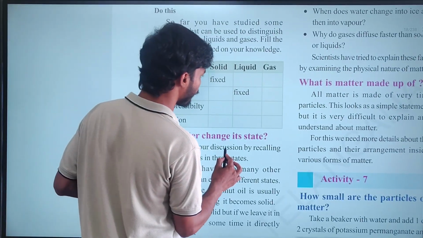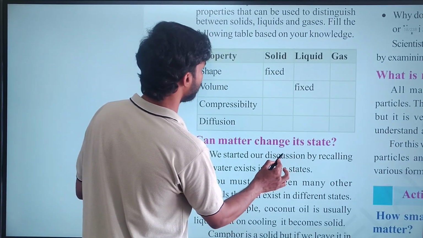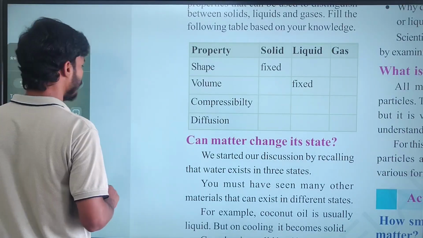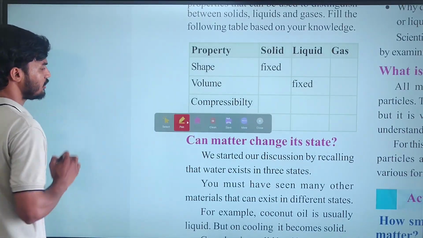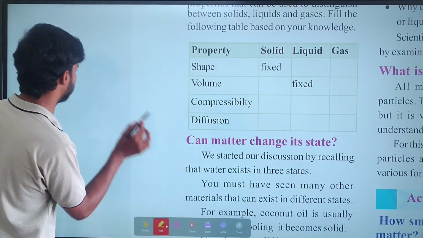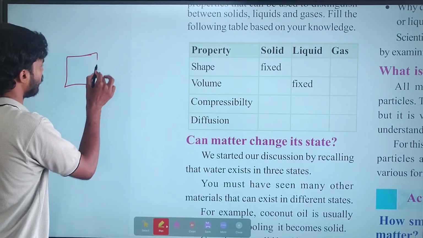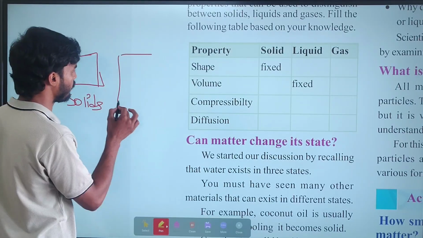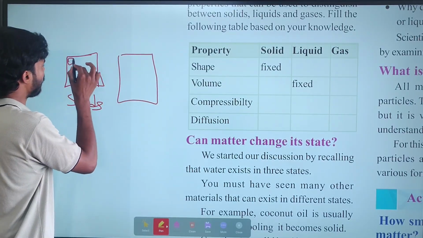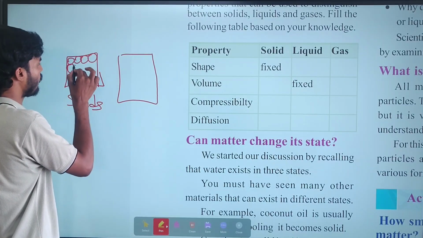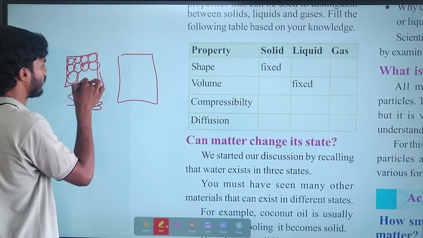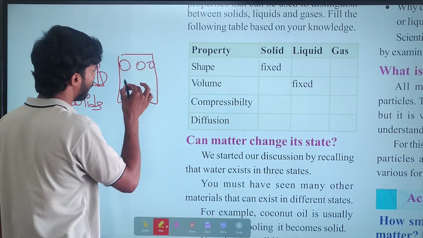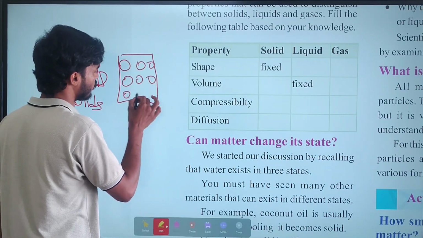So look at this. Before that, you have to know the difference between solid, liquid and gases. Let us look at the difference between solid, liquid and gases. Coming to the solid, in the solid, the intermolecular spaces are tightly packed. In liquid, the intermolecular spaces are loosely packed as compared to the solids.